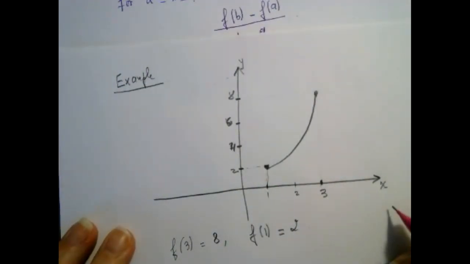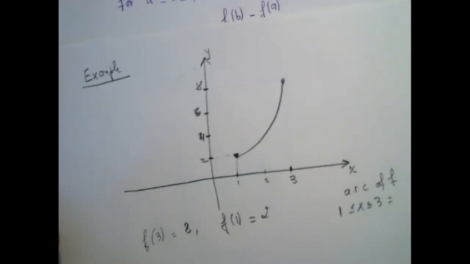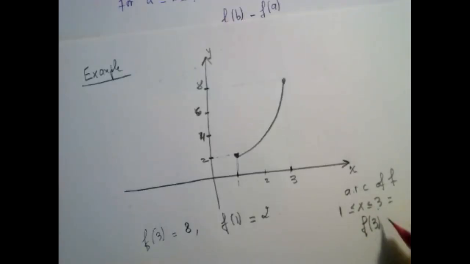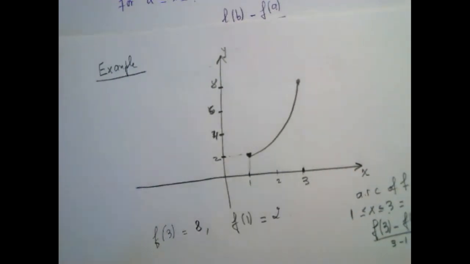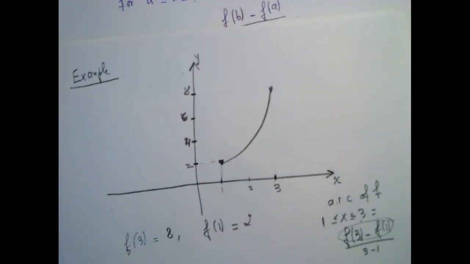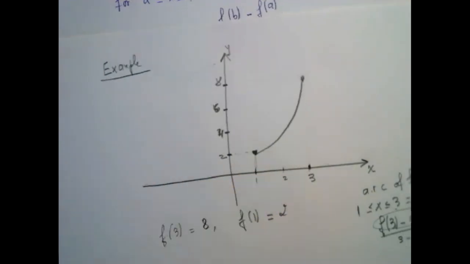Now, the average rate of f for x between 1 and 3, the formula tells me it's equal to f of 3 minus f of 1 over 3 minus 1. That's what the formula tells me. But now I want to understand what f of 3 minus f of 1 is. So I'm going back to my picture.